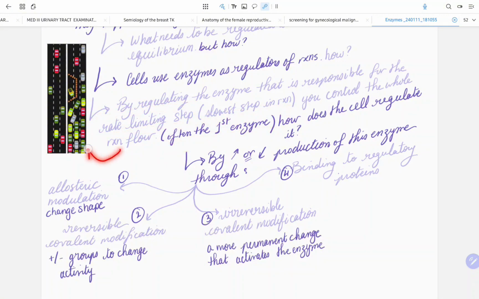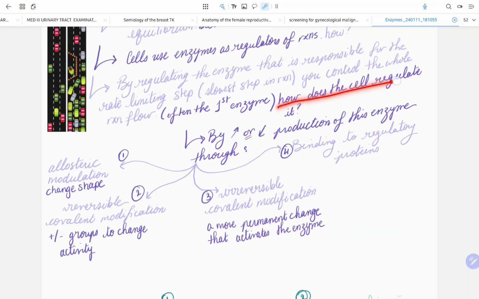I gave you an example of what a rate limiting step might be in real life. So let's say these cars are moving fairly well, and then this car blocks the way of the other cars. So think of this as the rate limiting step. It slowed down the movement of the cars behind it, and that's exactly how you might think of a rate limiting step, just to make it easier for you.